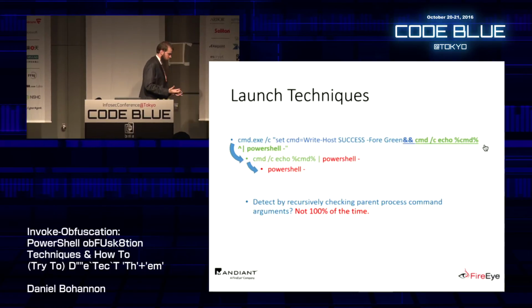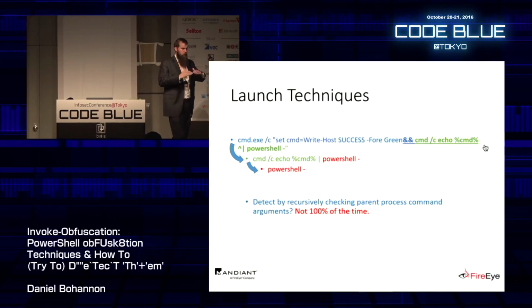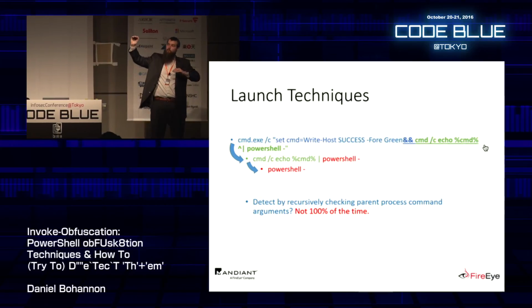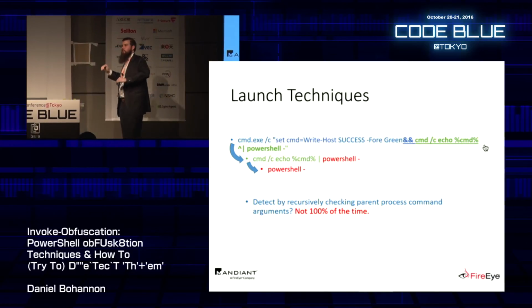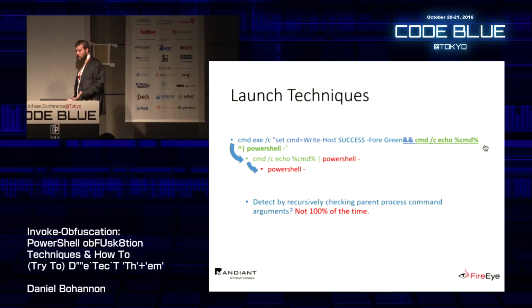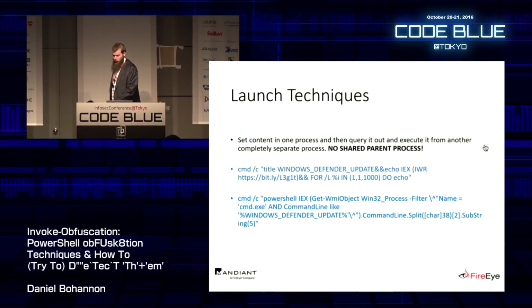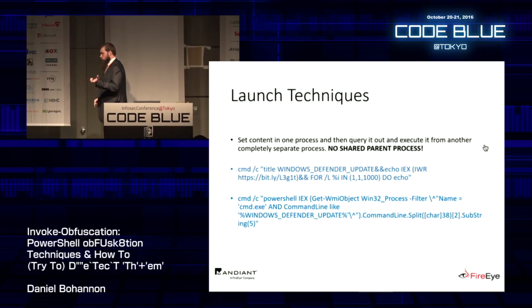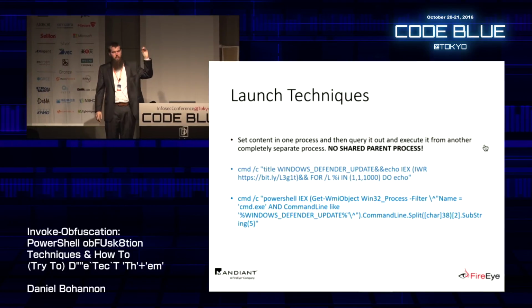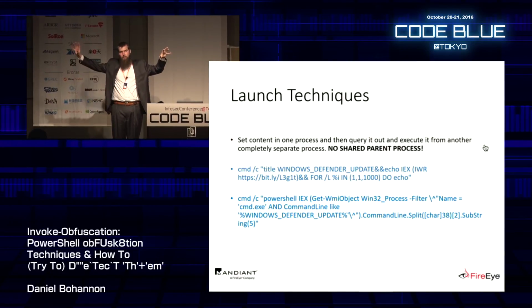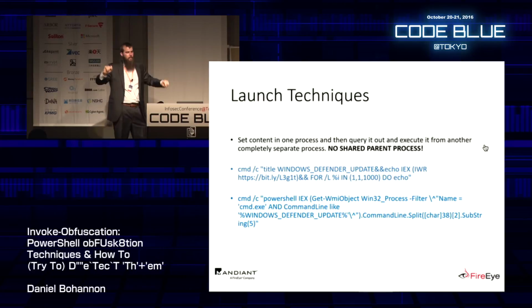So the last thing is, well, what if we recursively check every parent process looking for malicious PowerShell? That's not going to work all the time either. If you can do that, that's great, but there are always ways around it. You can use the clipboard example to have one process set your command in the clipboard, and then a completely unrelated process to query from the clipboard and invoke it, and they don't share any parent process.